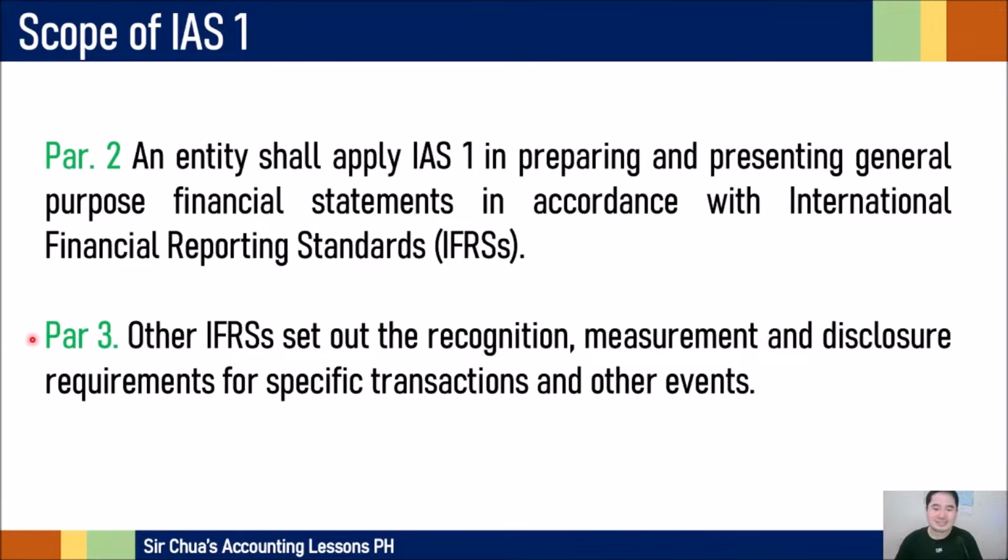Other IFRSs set out the recognition, measurement, and disclosure requirements for specific transactions and other events. So each account and element inside the statement of financial position, syempre po may sarili-sarili siyang IAS. For example, IAS 2 for inventories, IAS 16 for property, plant, and equipment, IAS 40 for investment property, IAS 41 for agriculture, no, biological assets. So ganun po yung gusto niyang sabihin. You prepare financial statements under IAS 1 but the items and elements inside the financial statements should be based on the other IFRSs na binanggit ko po sa inyo as examples.